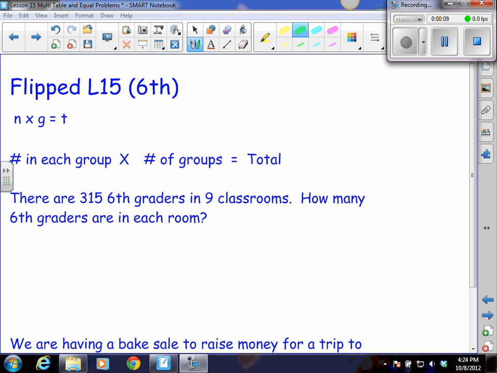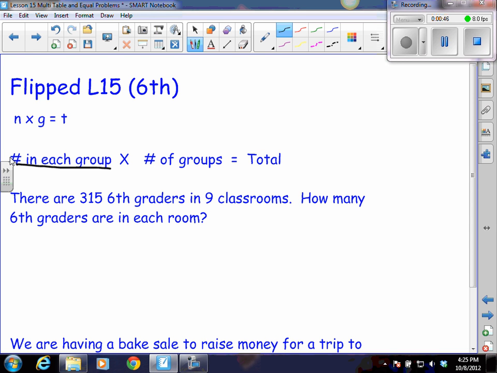We're going to continue working with word problems today, and we're going to take our first look at equal group problems and our method for solving this type of word problem. Because we have a new type of problem, we have a new equation. We have n times g equals t, which stands for the number in each group times the number of groups equals the total. All right, and so we want to use that equation to help us solve these problems.